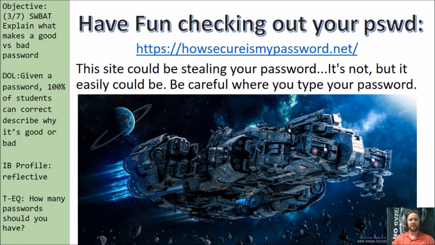So time for some fun here. Check out how strong your password is by going to howsecureismypassword.net. This site could be stealing your password. It's not, but it easily could be. So be careful where you type your password.